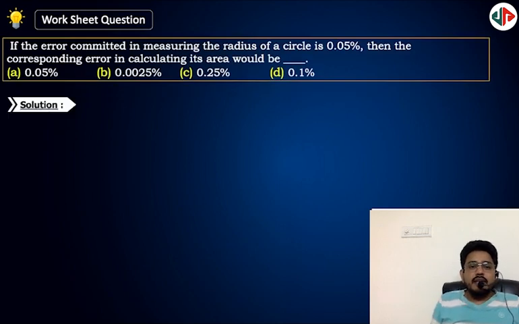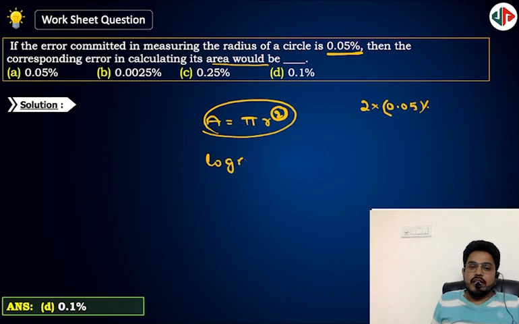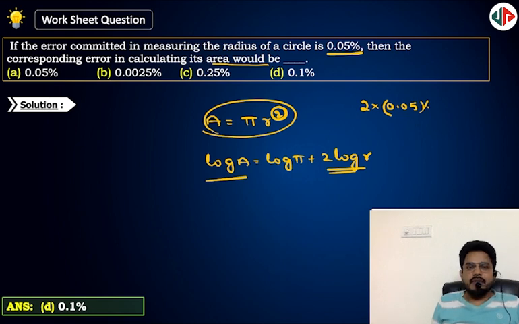The error in measuring the radius of a circle is 0.05%. What is the corresponding error in calculating the area? The area of a circle is pi r square, so r power 2 is there. So the answer will be 2 into 0.05 percent, which is 0.1%. Because when you take the logarithm, log A will be log pi plus 2 log r, so twice when you differentiate. That is what you need to remember.